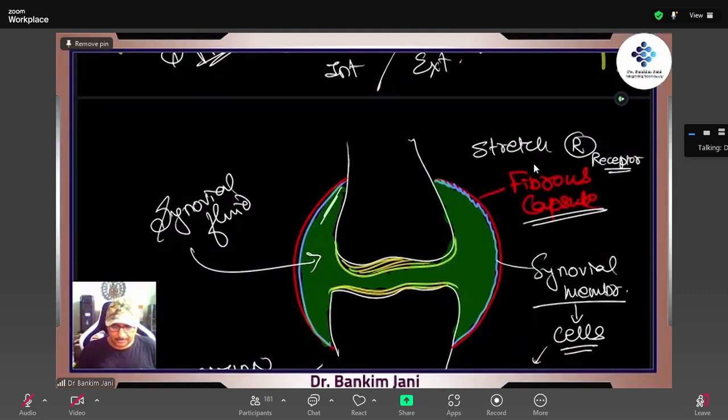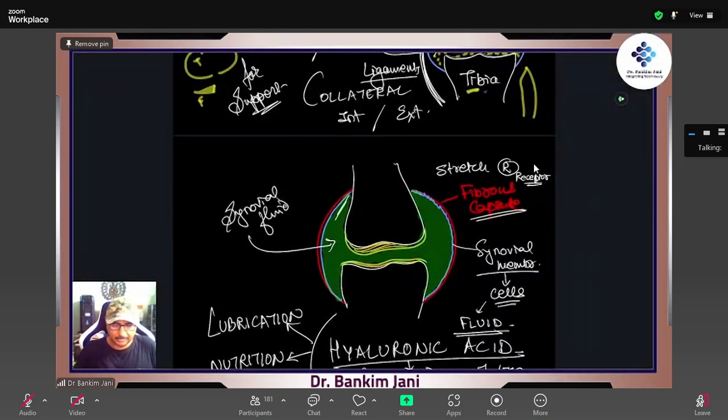So this is another bit of layout. One bone, second bone, and covered by this fibrous capsule. And in between there is the synovial membrane, right? This is the synovial membrane which is covering, right? So that means there are two layers. The inside one is the synovial membrane, and then it is covered by this fibrous capsule, which is outside.